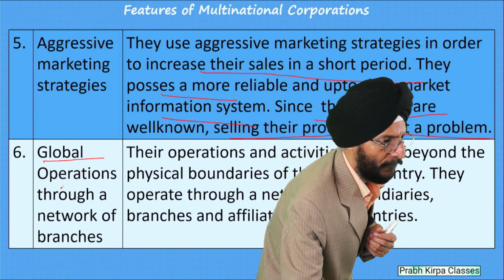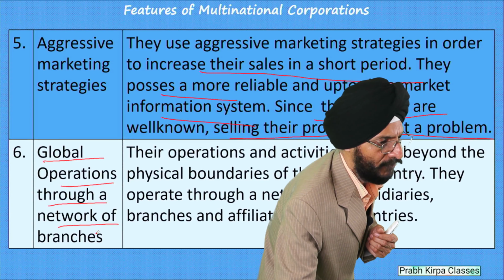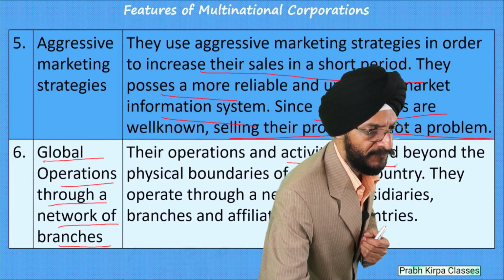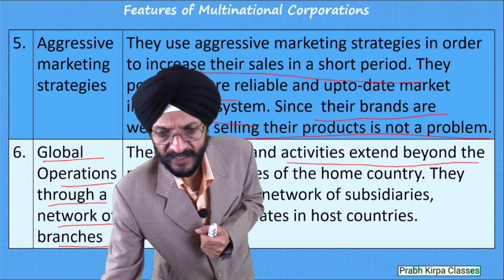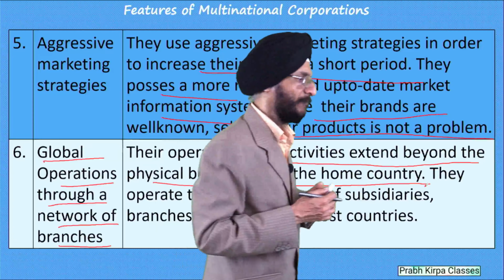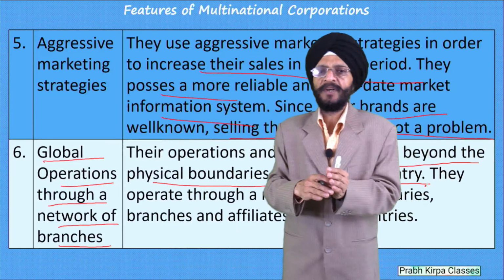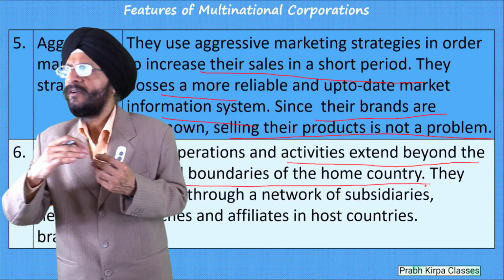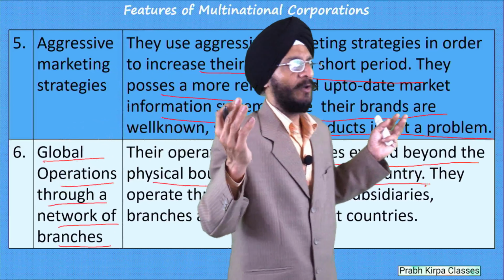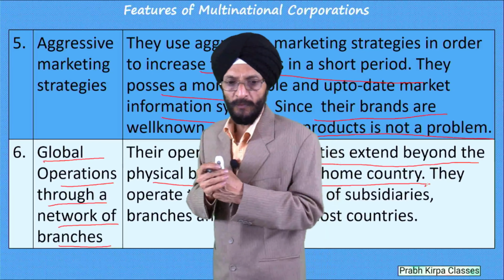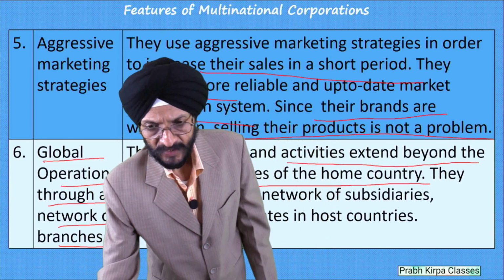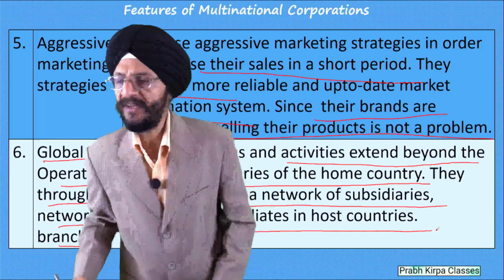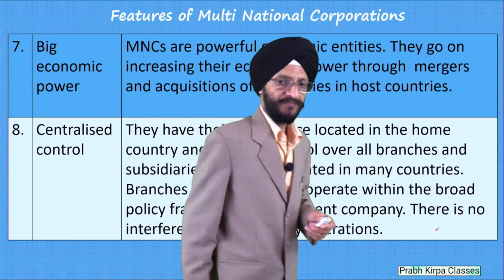Next point is global operations through a network of branches. Their operations and activities extend beyond the physical boundaries of the home country. It means that its operations are not limited only to the home country. Its operations are spread over many countries of the world in addition to the home country. They operate through a network of subsidiaries, branches, and affiliates in host countries.